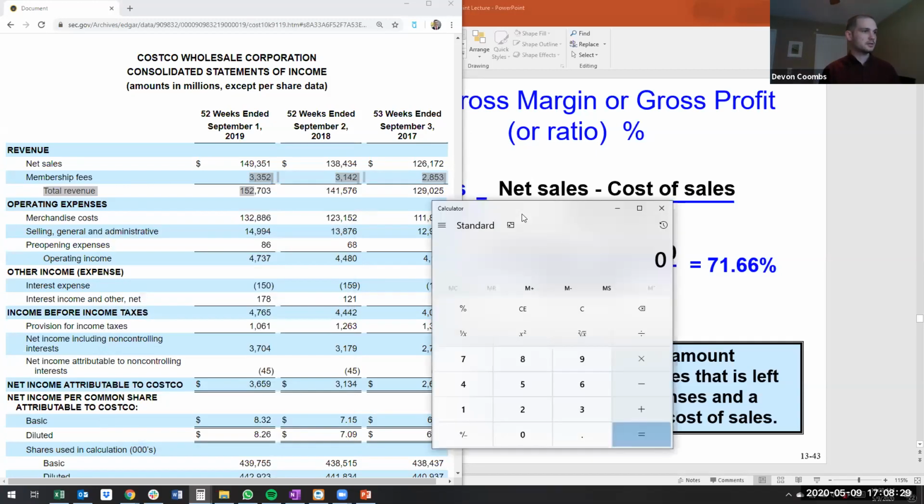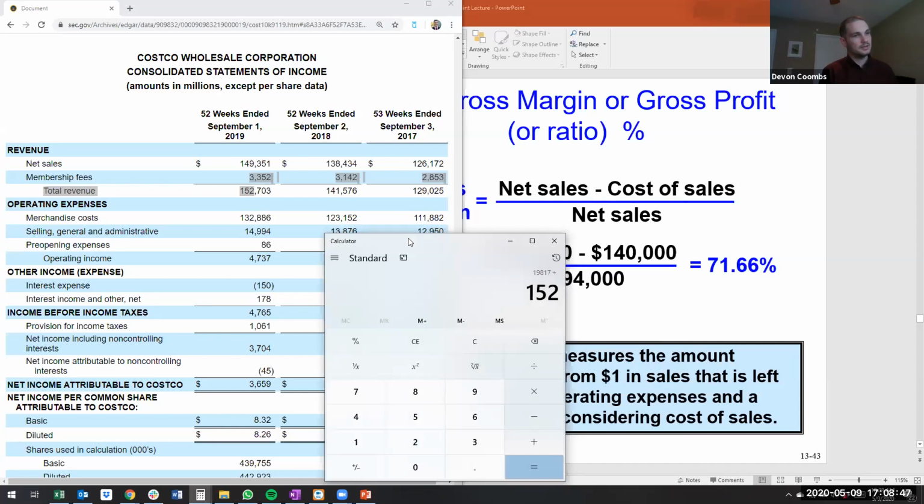Costco, we know our merchandise costs versus our total revenue. Probably it makes more sense just to look at net sales. Membership revenue doesn't really have much to do with it. We'll look at total for now. 152,703 minus 132,886. And then we divide that by our 152,703, our net sales. Costco has a 13% profit margin. That's what we're expecting, about 12.9% or 13%.